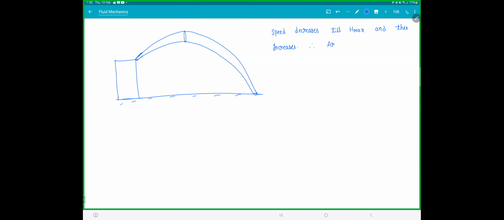Therefore, first area increases to max at h max and then decreases. Here the velocity is v. Here the velocity is v cos 60. The speed has become half. So this area of cross section is double. Is that clear, everyone?